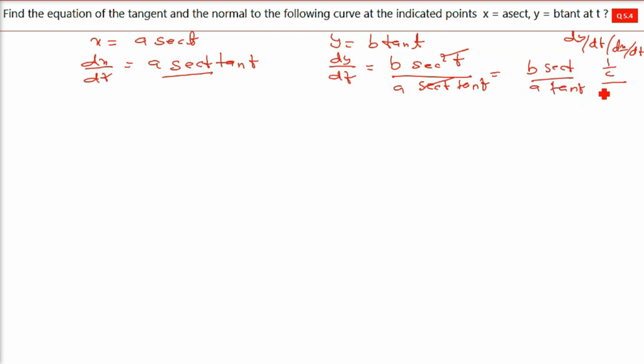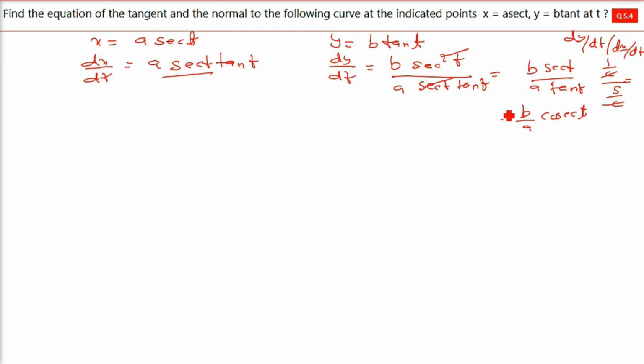dy by dx: now sec is 1 by cos, tan is sine by cos, cos gets cancelled, 1 by sine is cosec. You can always write it as b by a cosec t. Now y is already given, so we can directly jump into the equation. There is no value of t given here, so we will formulate the equation with reference to t only.